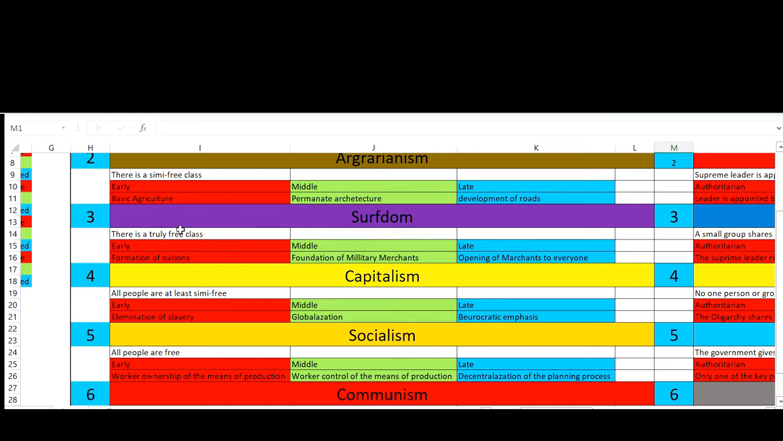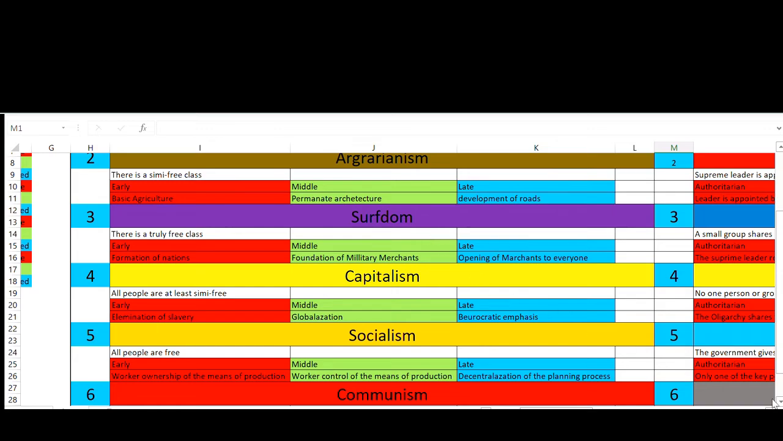We then have late stage serfdom, which opens the classification of merchants to everyone. Everyone is allowed to trade resources, and copious amounts of resources at that. It's now possible for anyone to become a merchant. It's not easy to become a merchant, but it's possible, and so that really expands the truly free class.